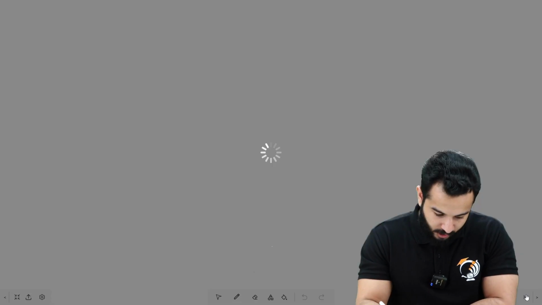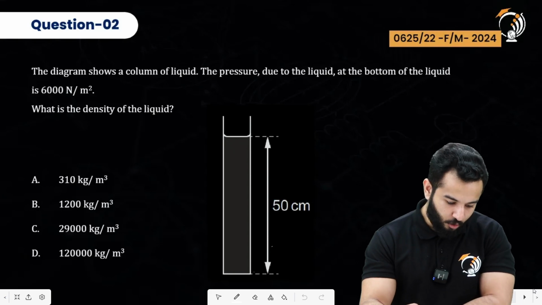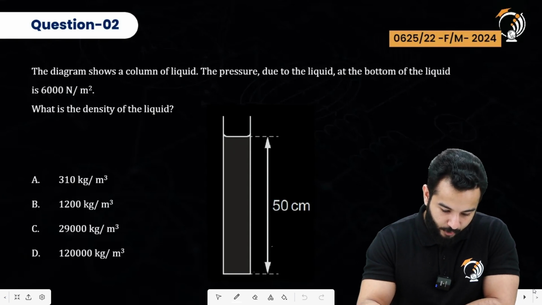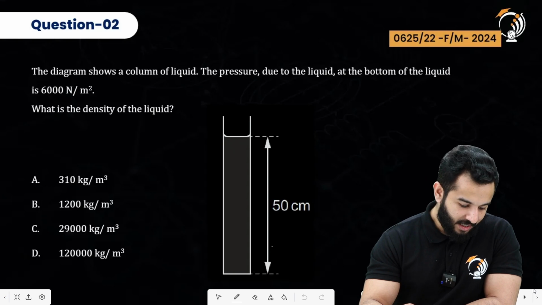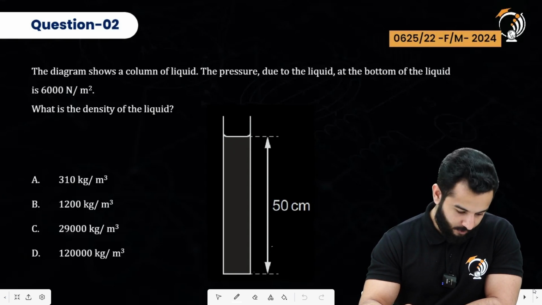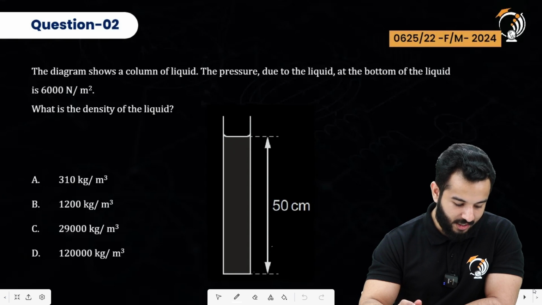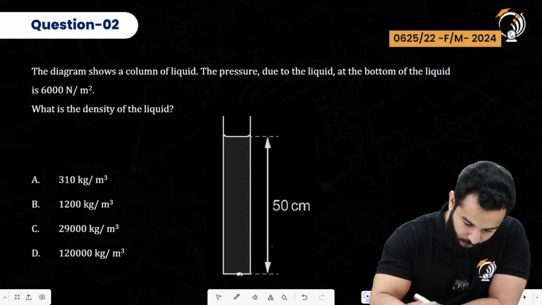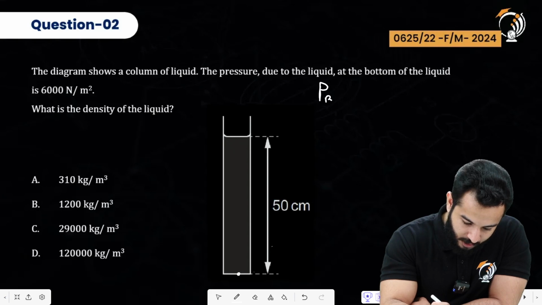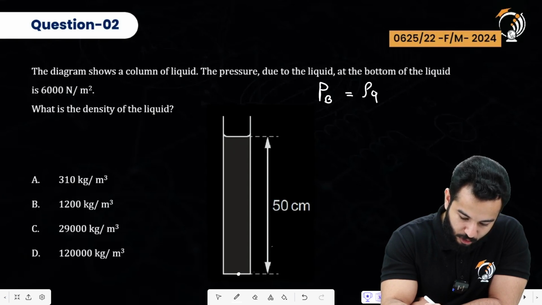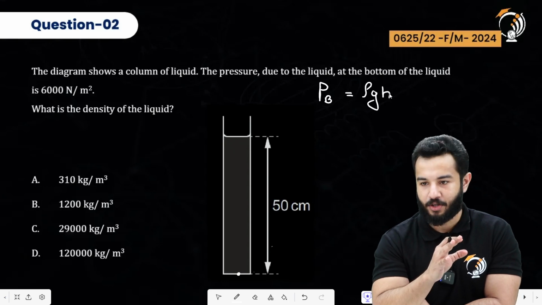Moving on to the next one. The diagram shows a column of liquid. The pressure due to the liquid at the bottom of the liquid is 6000 Newton per meter square. What is the density of the liquid? Now, whenever we talk about questions like this, we always say that at the bottom surface, the pressure is rho gh. We don't add the atmospheric pressure, right?